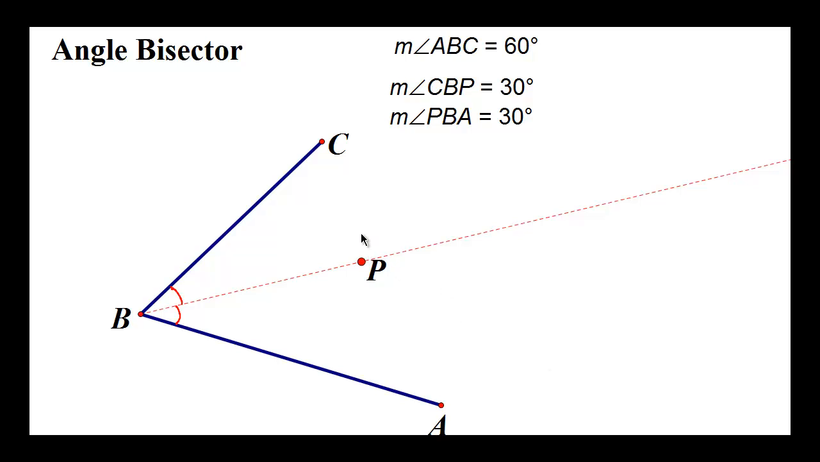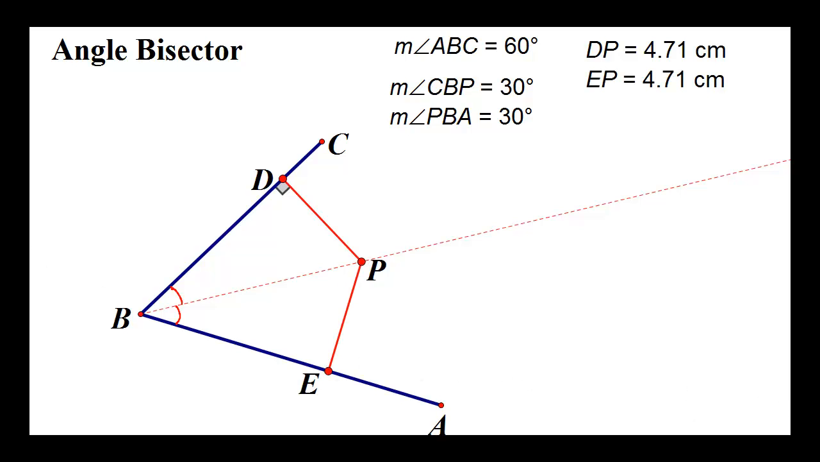But what you may not know is if I measure the distance from point P that's on the angle bisector to the sides of the angle. And when I say measure the distance, I don't mean just measure it from here to here. I mean measure it perpendicularly like this. And right here we have a nice right angle. So I'm going to measure also from P over here to BA, still perpendicular. So I have a nice right angle.